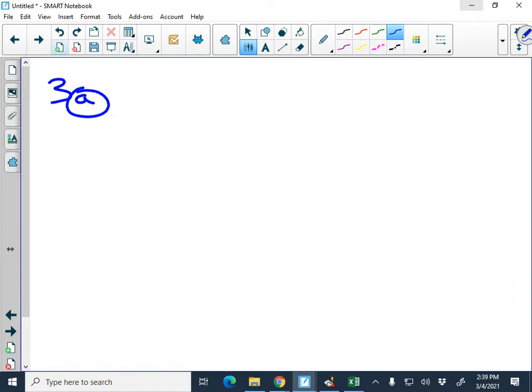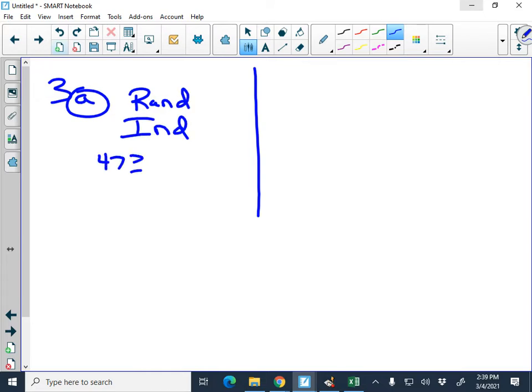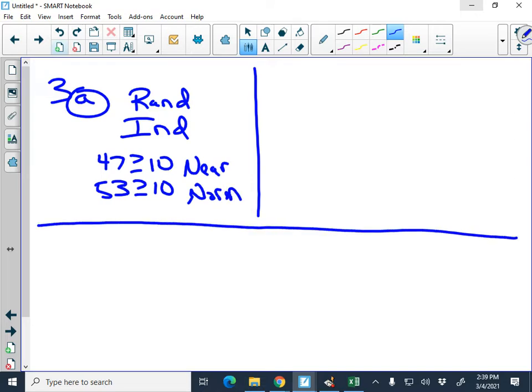This is 6 points. The first 3, I'm going to divide it like this. Random, independent, 47 is bigger than 10. 53 is bigger than 10. So it's nearly normal. So we don't need a 10% check for these. You can say 100 is less than 10% of all men. That goes with the independents. I did it just around my bases to make sure. Yep, that's okay. That one won't cost you. If you forgot independence, it would get you that one.